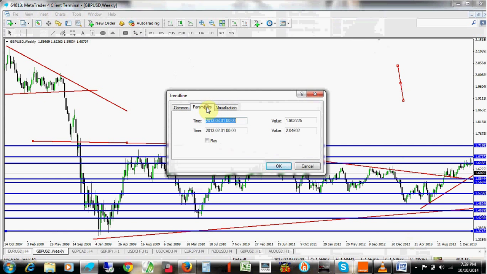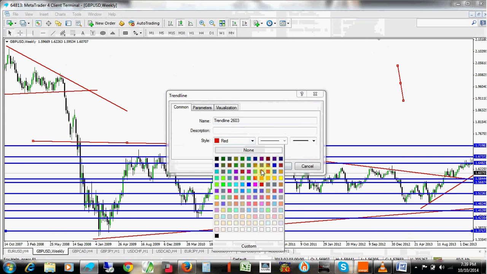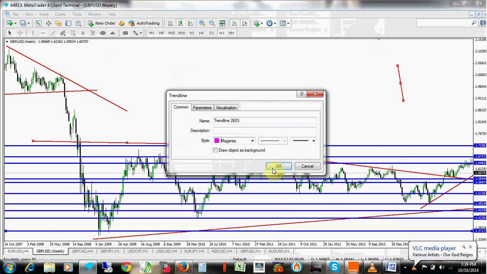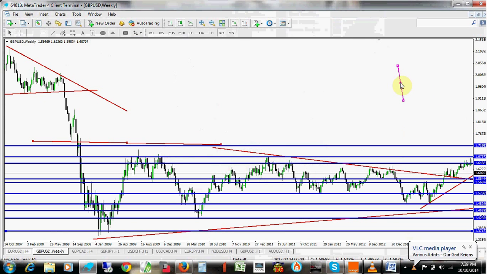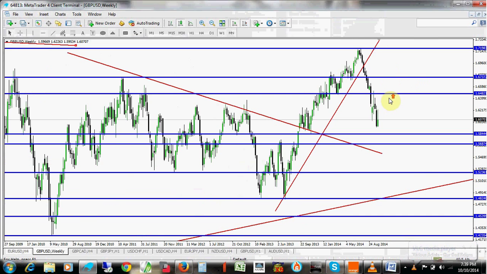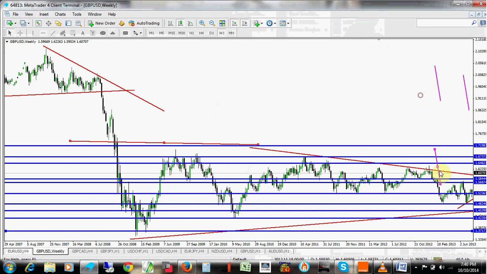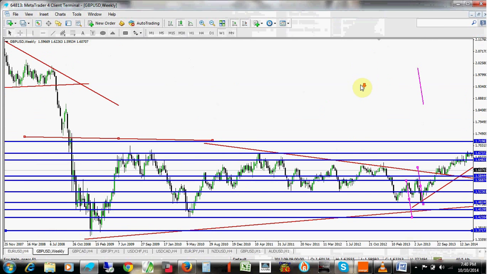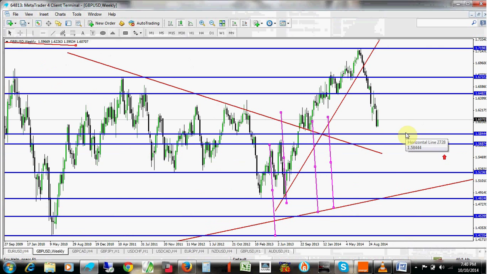It is the same, but I want to see a different color because now I'm on a weekly chart. Let me see. I'll put them blue, yeah, purple. Then duplicate them. Whatever I do on a weekly chart, I know that's a weekly chart. That's a weekly support, weekly resistance, so I don't get confused. Okay, here we go.